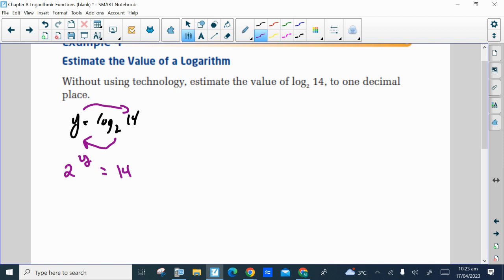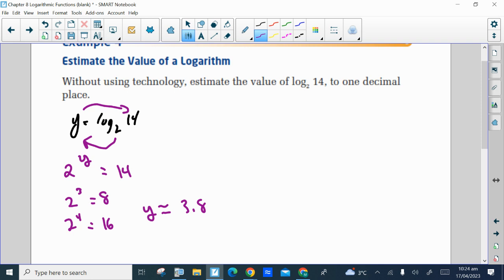So we want to know 2 to what power will equal 14. Well, we know that 2 cubed is 8, and we know that 2 to the 4th is 16. Our number 14 is between 8 and 16, so our answer has to be between 3 and 4. Because 14 is closer to 16 than it is to 8, our answer will have to be closer to 4 than it is to 3. So we might approximate y to be maybe 3.8, approximately.